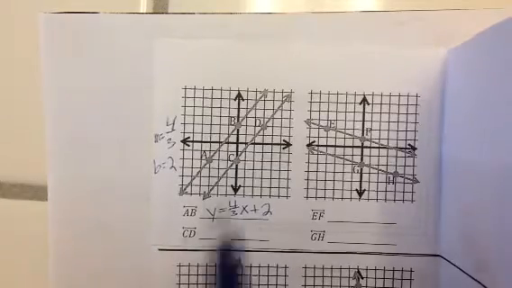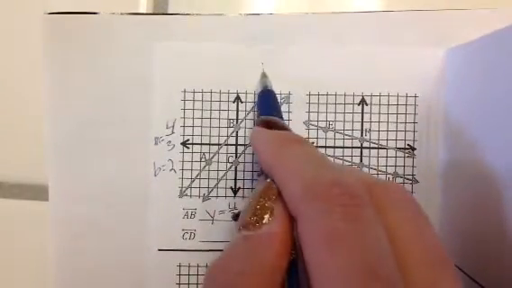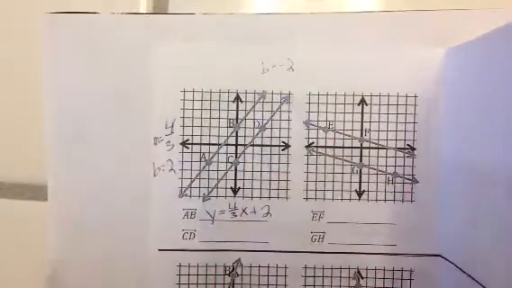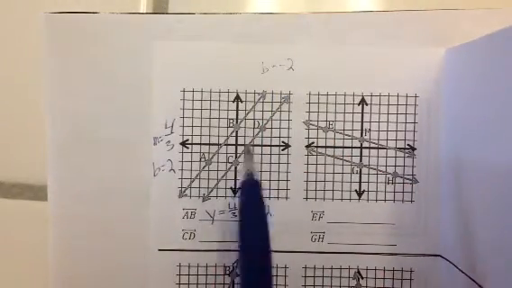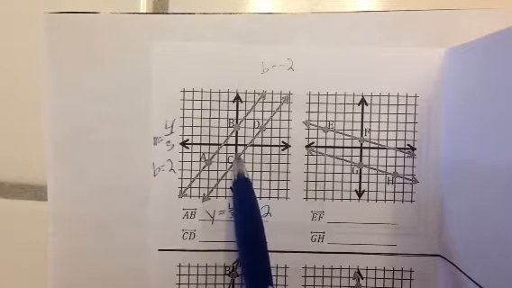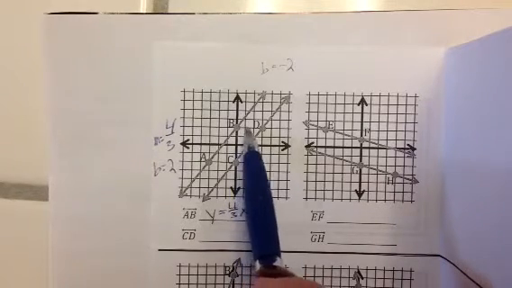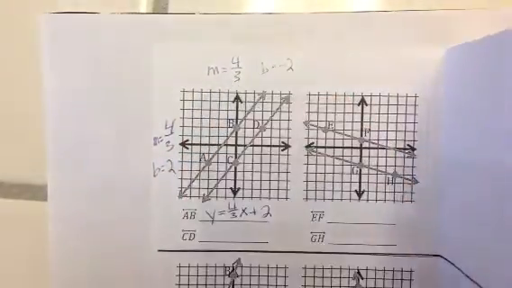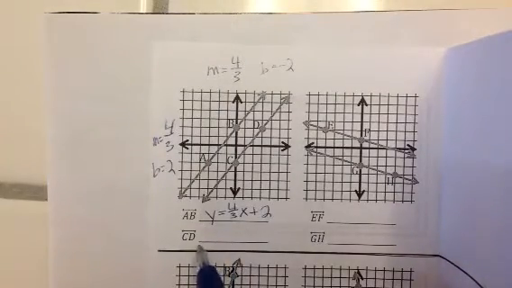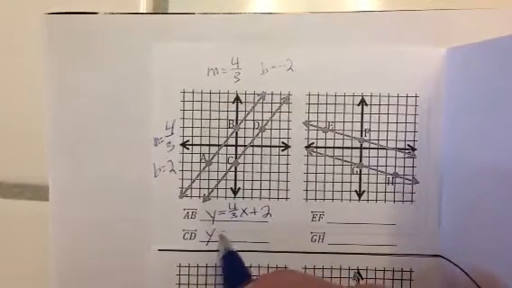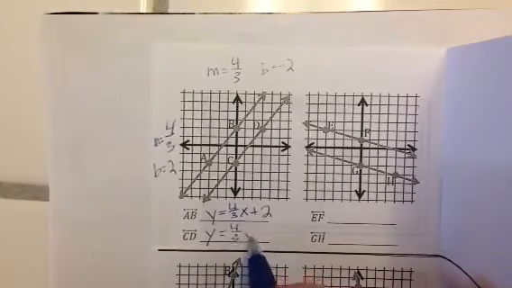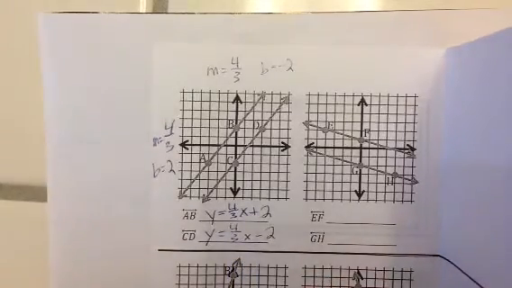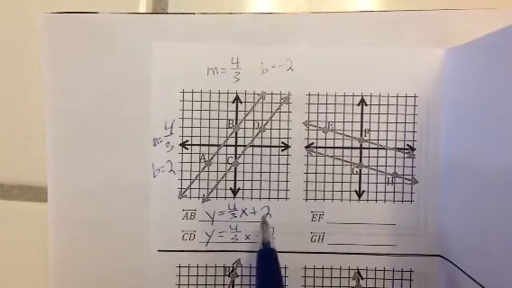Now let's look at CD. Here I have a y-intercept of -2. You see right there, C is at -2. And if we count from C up to D, we go up 1, 2, 3, 4, and over 1, 2, 3. So again, our slope is a positive 4/3. So the equation for CD is y equals 4/3 x minus 2. So you can see here they have different y-intercepts, but they have the same slope.